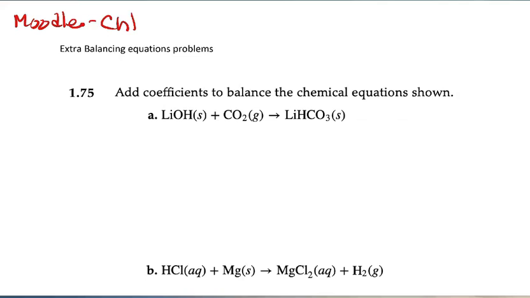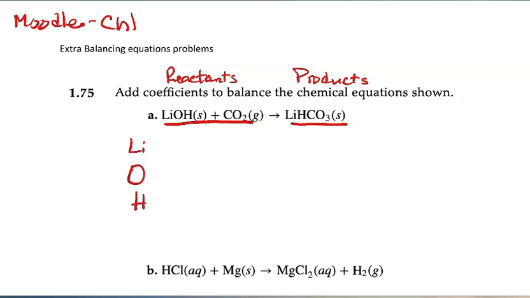So what we want to do is make sure that we have the same number of atoms of any given element on the reactant side as we do on the product side. So here are our reactants, here are our products. We're going to look at each of the different elements. For example, in the first one, I have lithium, oxygen, hydrogen, and carbon. All those elements are in the reactants, and they are also in the products. So we're going to count up the number of atoms of each, and then we're going to balance the equation to make them equal.